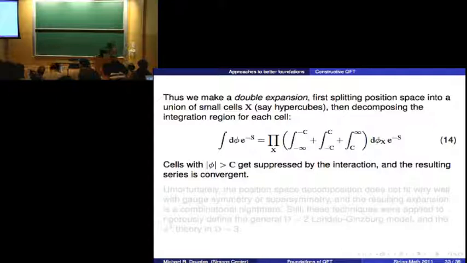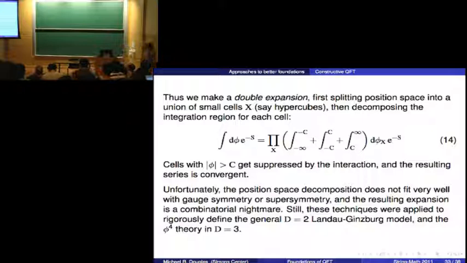This is the technique that was used to construct polynomial interactions in two dimensions, the phi-4 theory in three dimensions. So there's definitely content. In some sense, they solved a problem of value to us. The problems with it are that it's a real mess. There's this expansion. If you get into the details, you can kind of see from what you're doing that it is a mess, and it doesn't fit too well with gauge. Gauge symmetry you can do by going back to the lattice and doing lattice gauge theory. Supersymmetry is hard to reconcile with this thing, but actually not impossible.